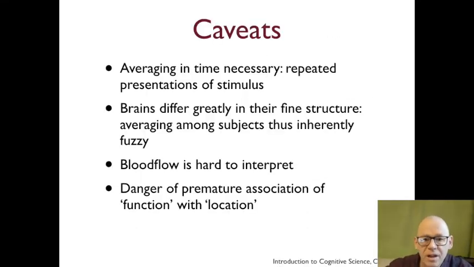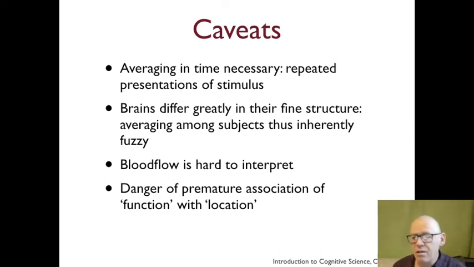So, we need a lot of caveats. A great deal of averaging in time is necessary. So the two experimental conditions require a lot of repetition, which means you can capture nothing of the ongoing creative sense-making activity of the nervous system. Rather, you capture only these reproducible effects.